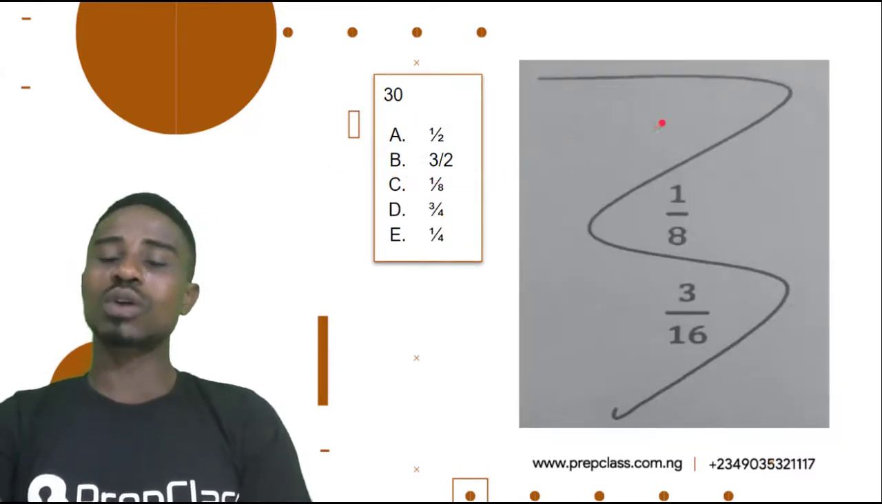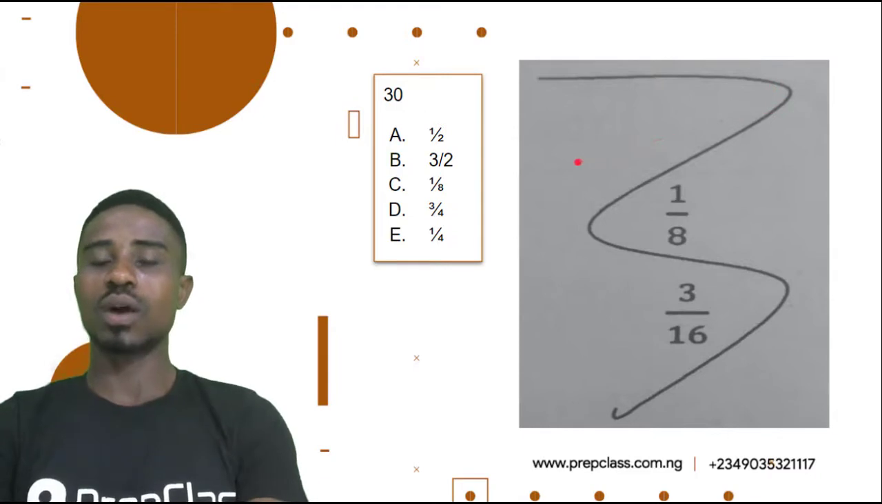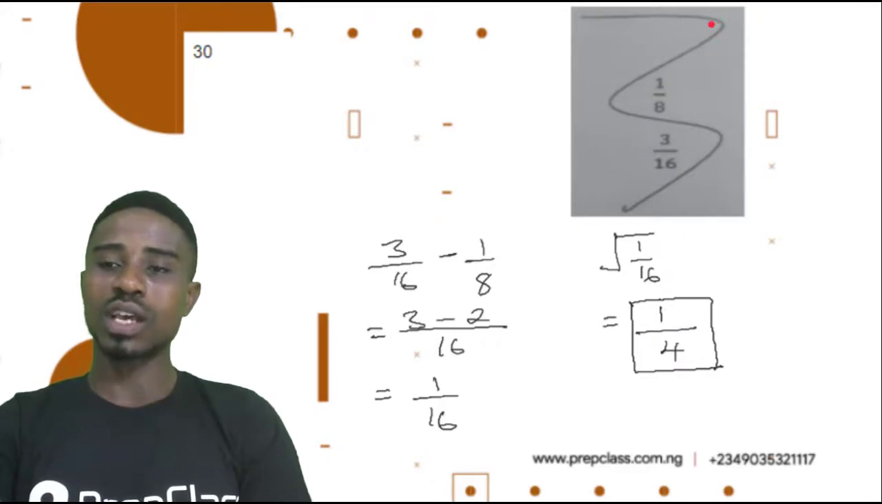Now, for this question, we've been asked to find this part. So we are going to use the reverse. We're going to use the reverse to find this part. Let's see how we did it. So it will be this minus this. The answer we get, we find the square root, and it will give us this.